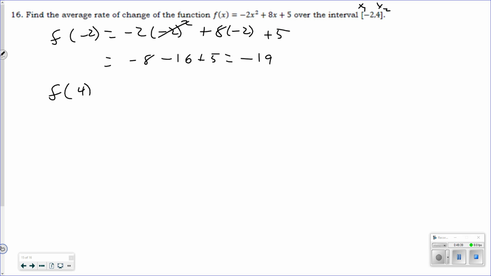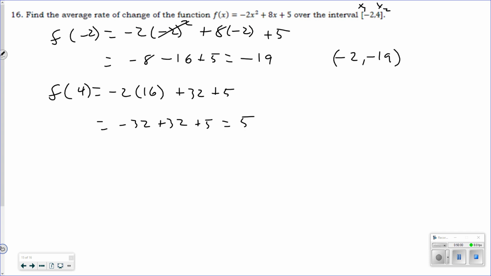F of 4 is -2 times 4 squared is 16 plus 32 plus 5. -32 plus 32 plus 5 is just 5. So I have the points -2, -19, and 4, 5.